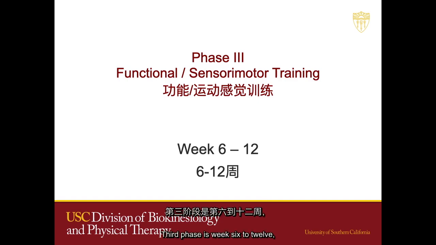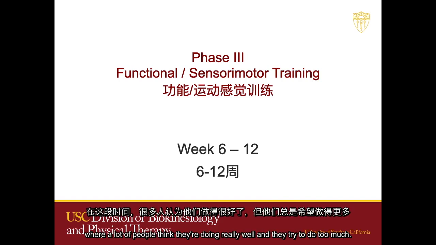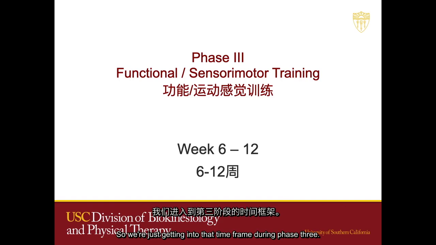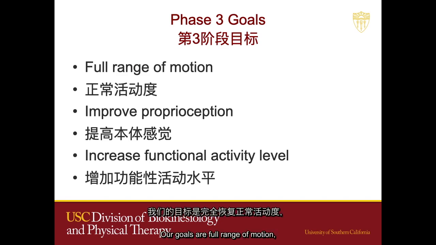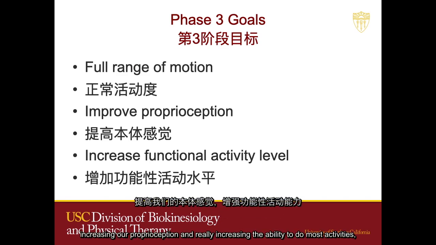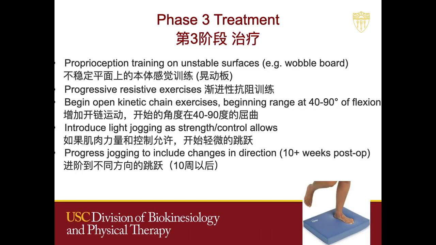Third phase is week 6 to 12. So we're going to about 3 months here. And if you remember, we talked about that 10 to 20 weeks as being that golden place where a lot of people think they're doing really well and they try to do too much. So we're just getting into that time frame during phase 3. Our goals are full range of motion, increasing our proprioception, and really increasing the ability to do most activities. Again, stairs, things like that. Should be pretty good by the end of 3 months.